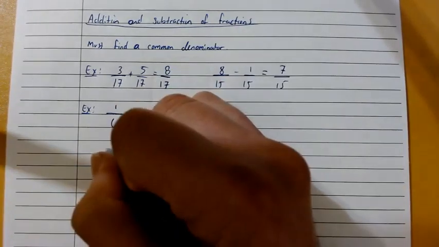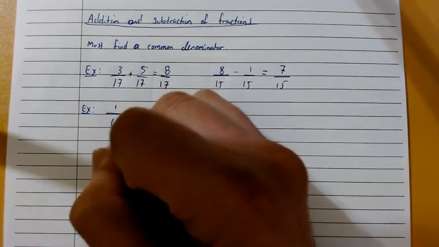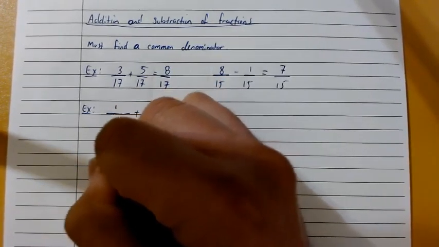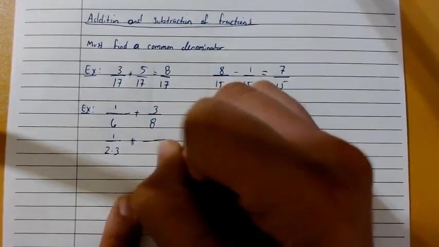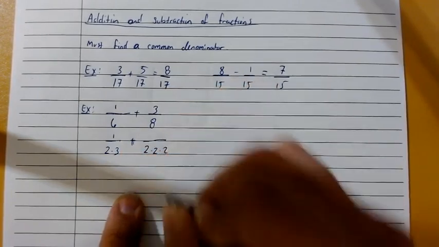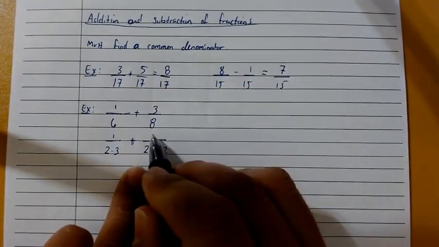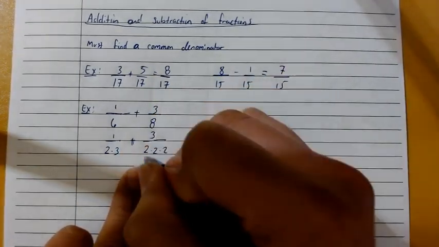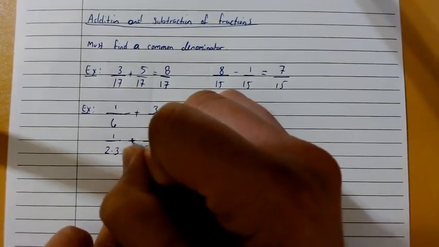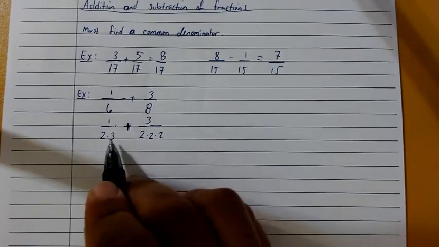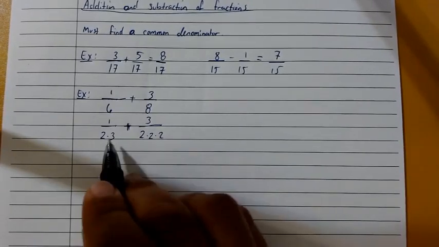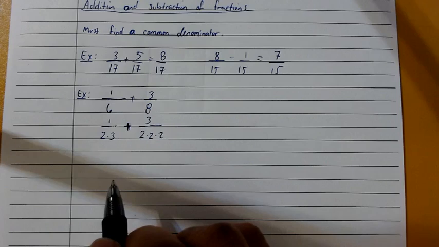So here, 6 is 2 times 3. So I'm going to rewrite that as 1 over 2 times 3. And 8 is 2 times 2 times 2. 2 times 2 is 4, times 2 more is 8. So it's going to be 3 over 2 times 2 times 2. Like that. So now, once these are factored, we can use these to find our common denominator.